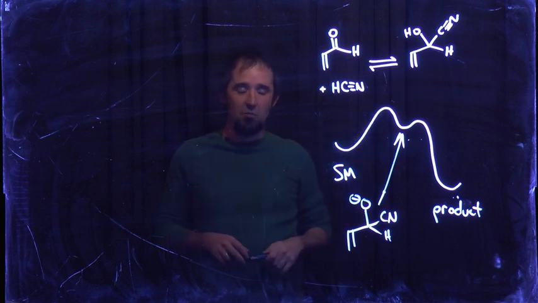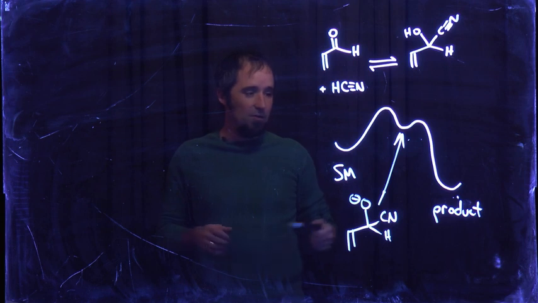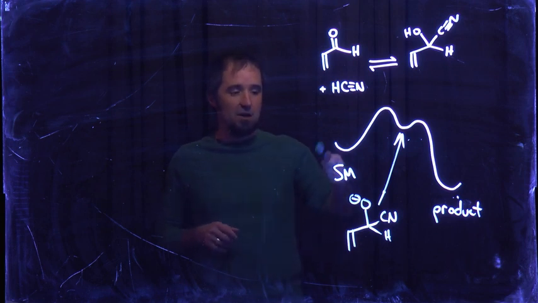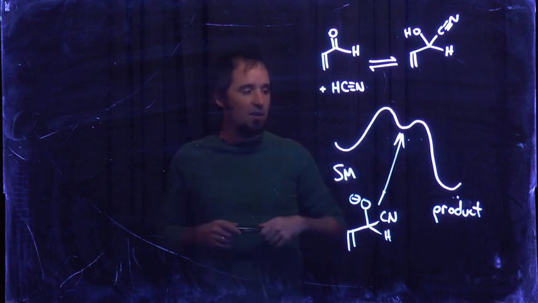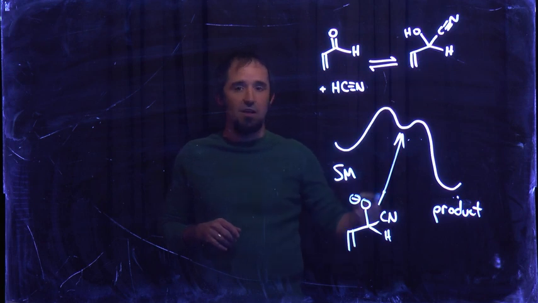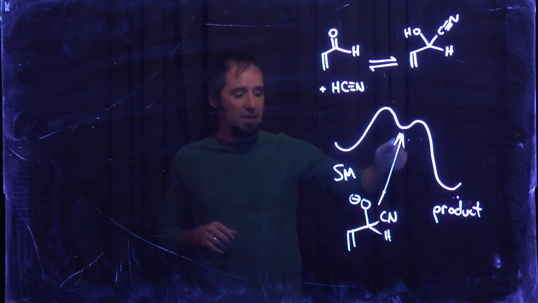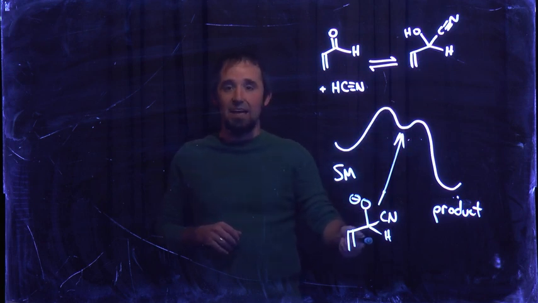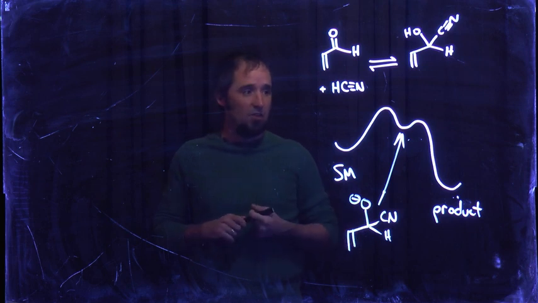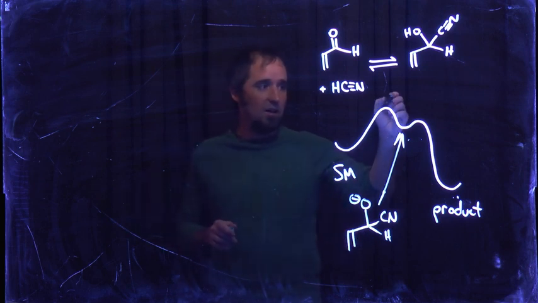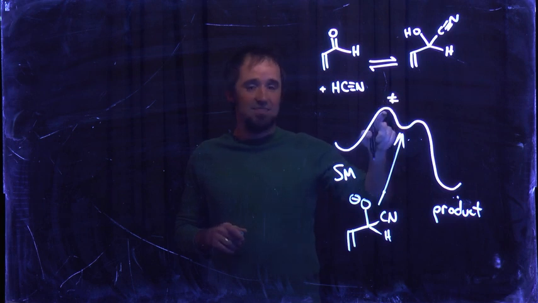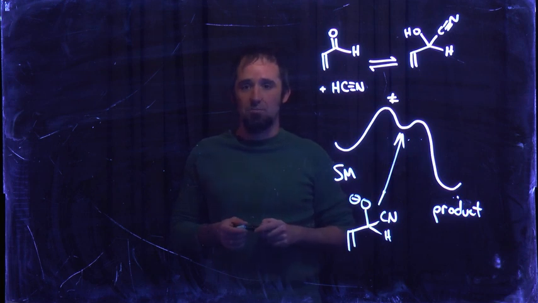We haven't drawn a potential energy surface for a little while, but here's what that might look like. I've got my starting materials, SM, over here, and my product over here. In the middle, there's some intermediate, probably this anion that needs to get protonated. Okay? So we can also talk about our transition state. This is the highest transition state, the energy barrier we need to get over to do the reaction.